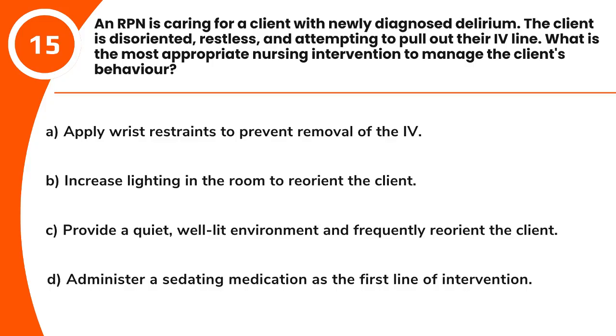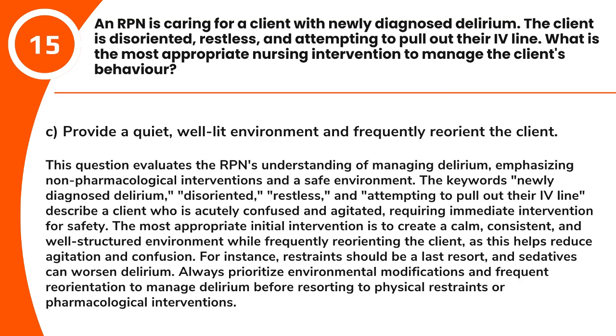A. Apply wrist restraints to prevent removal of the foley. B. Increase lighting in the room to reorient the client. C. Provide a quiet, well-lit environment and frequently reorient the client. D. Administer a sedating medication as the first line of intervention. Answer: C. Provide a quiet, well-lit environment and frequently reorient the client.